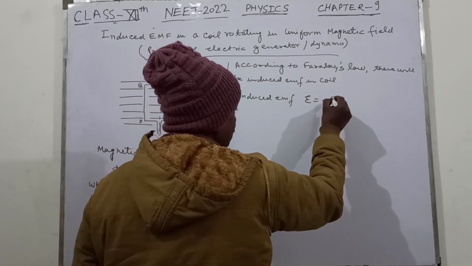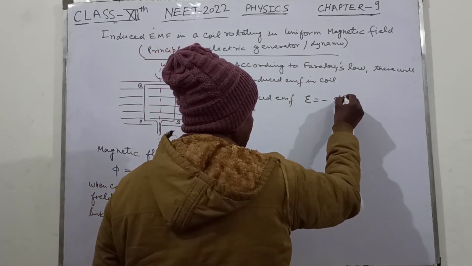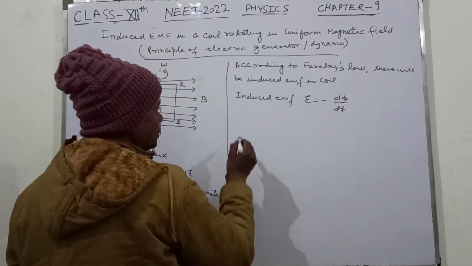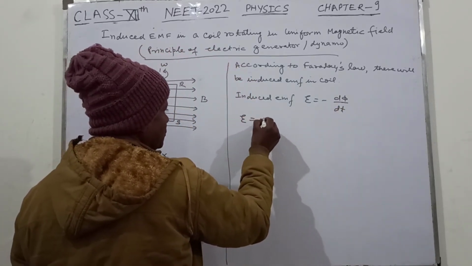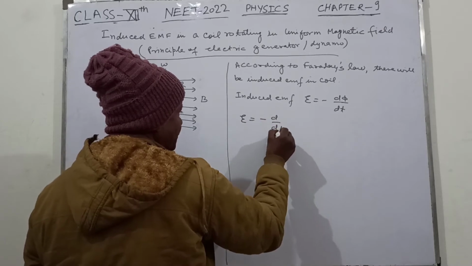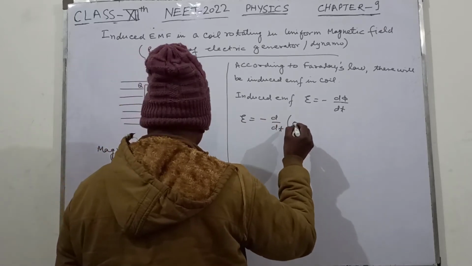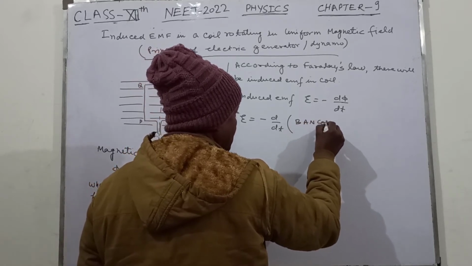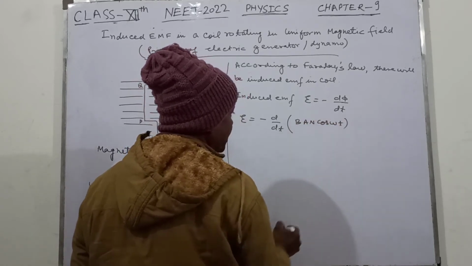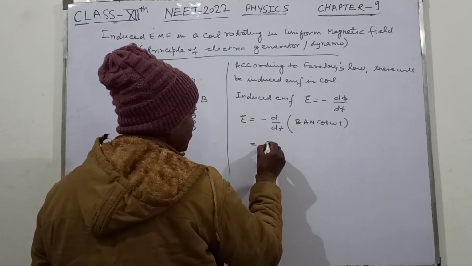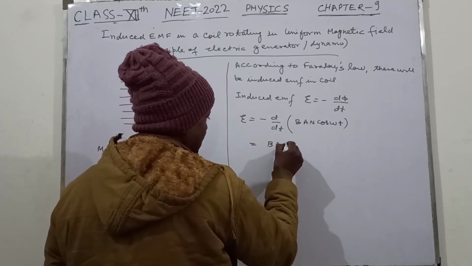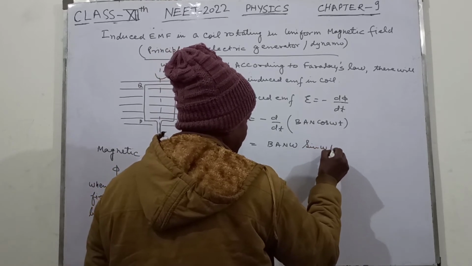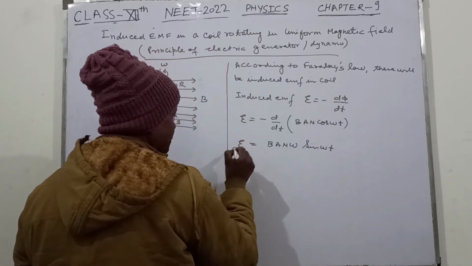This induced EMF E is equal to minus d phi upon dt. So E is equal to minus d upon dt of phi, and phi is equal to B A N cos omega t. So this is equal to B A N omega sin omega t. This is equal to E.